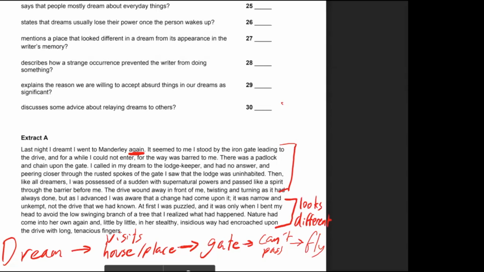Of course, you can always just keep track of the things that are happening as you're reading it. So maybe something like supernatural powers, that might be important. So the lodge was uninhabited, just in case it asks about whether somebody was in it or not. At first, I was puzzled. So if it asks which one deals with a paragraph talking about this person's confusion, then this may be the one. Something about nature. These are just little clues that I'm keeping track of as I'm reading it, but nothing as important as the overall summary that I've got over here. Just from this summary alone, that will help me pretty much get any of these questions relating to extract A. So looking through the questions.